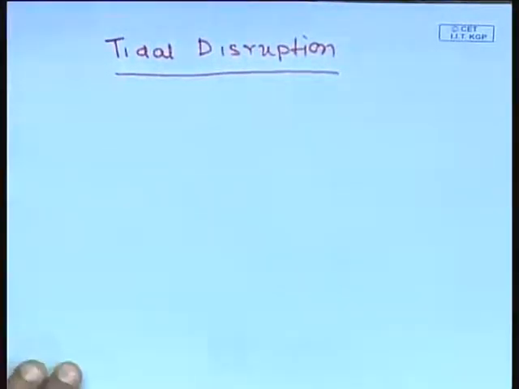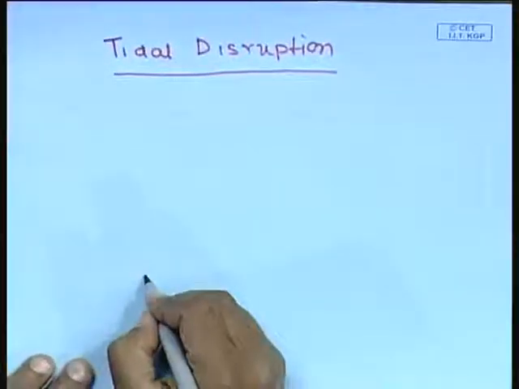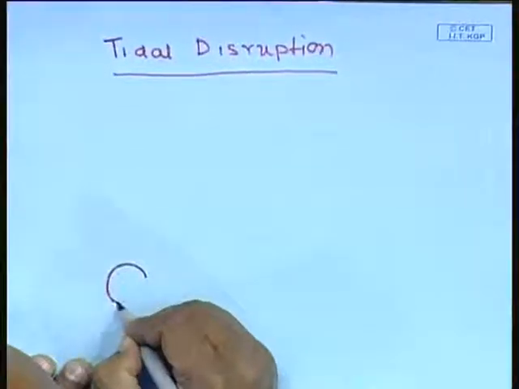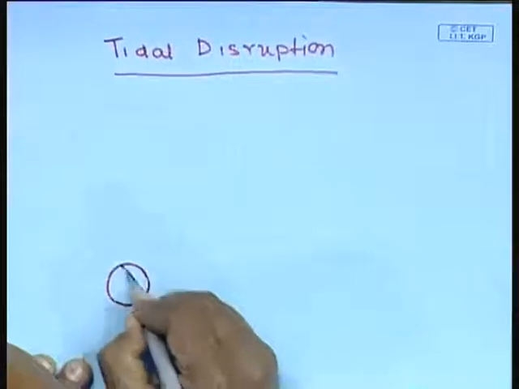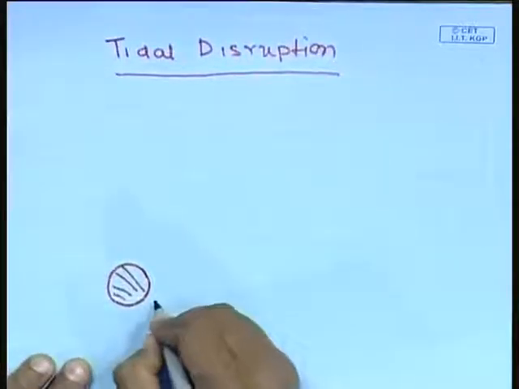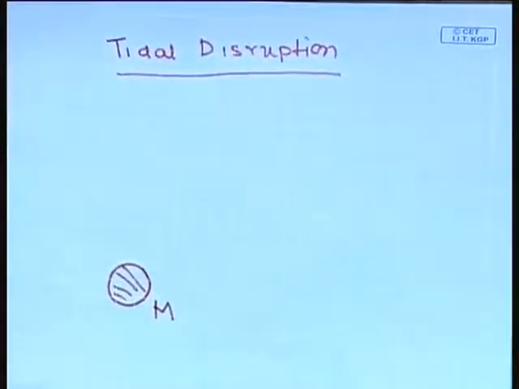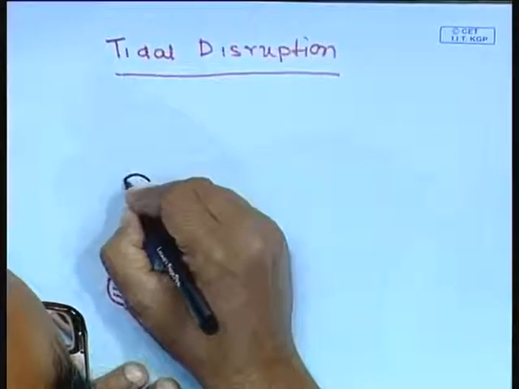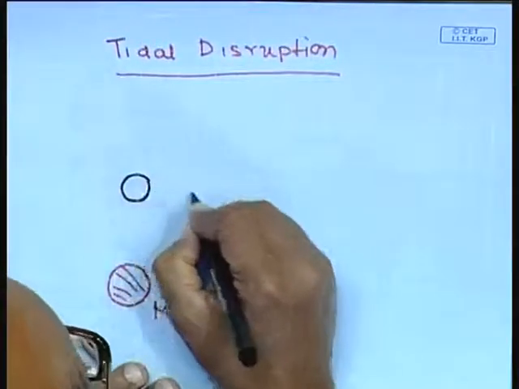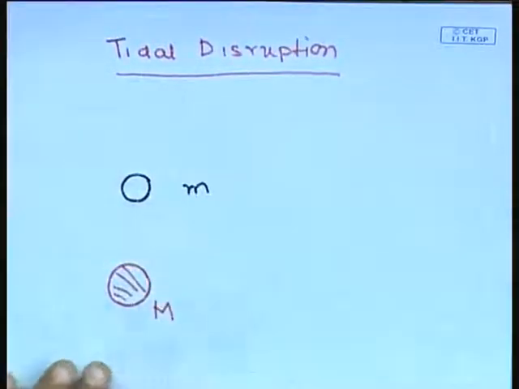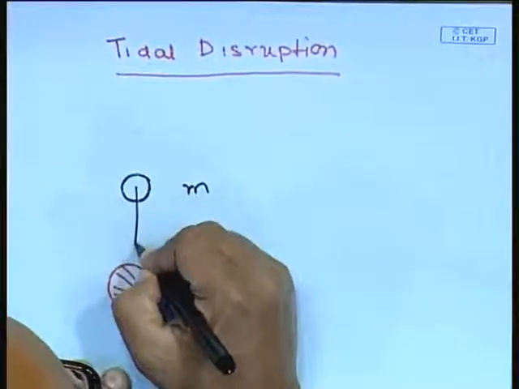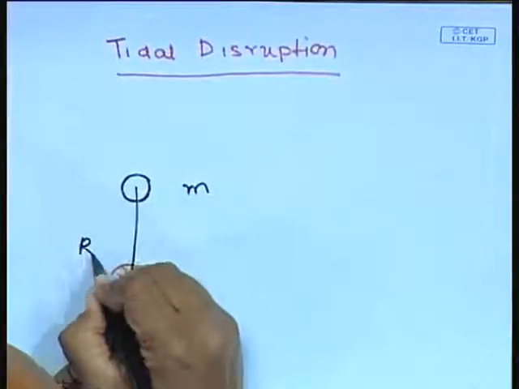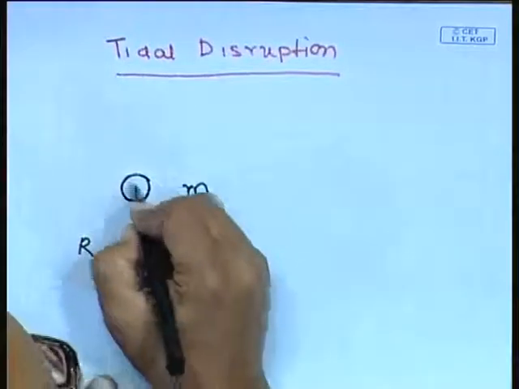So consider a situation where I have a very massive object, an astronomical object, let us say of mass capital M, and I have another object which is of a smaller mass, small m, and the distance between them let us call again capital R, and the radius of this small object is small r.